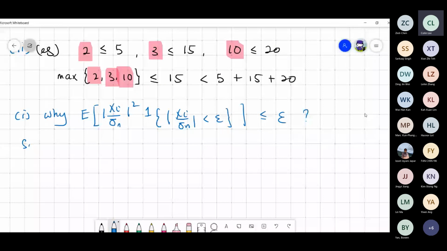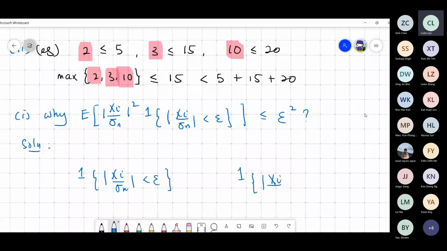if you look at this indicator function, okay, this is square here. You look at it. So you look at this range, this random variable is less than epsilon. So inside within this domain, this is always less than this. So that's why when you multiply this, must be always less or equals to this epsilon. Okay, because this is within this domain. So this is always less than this.